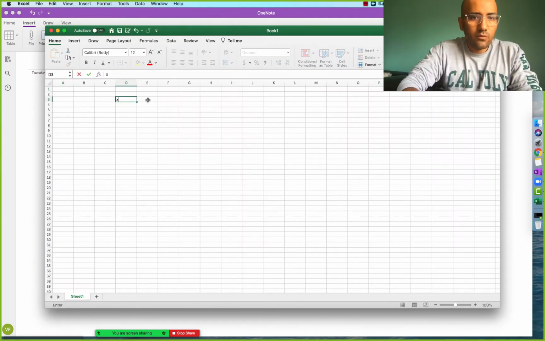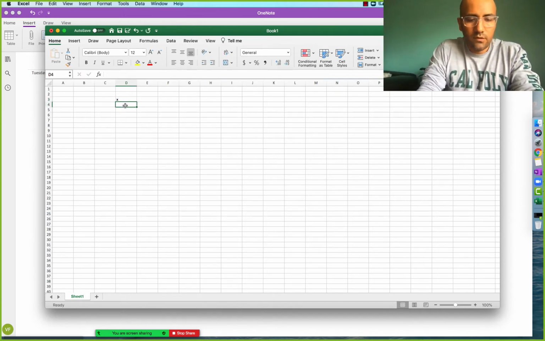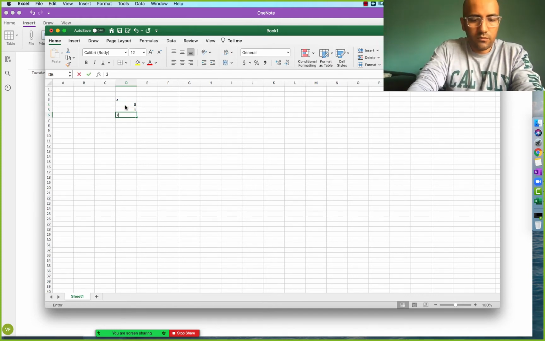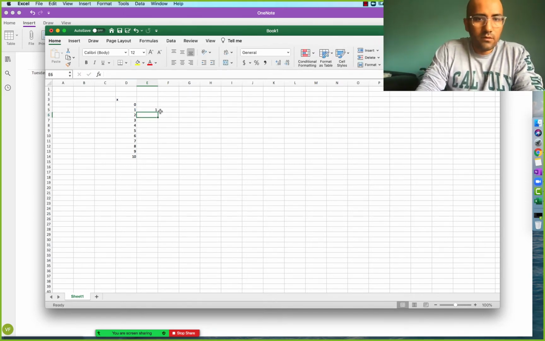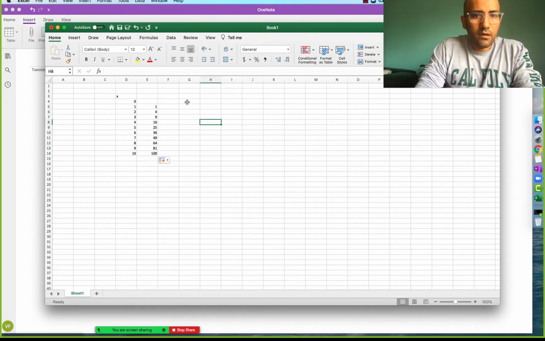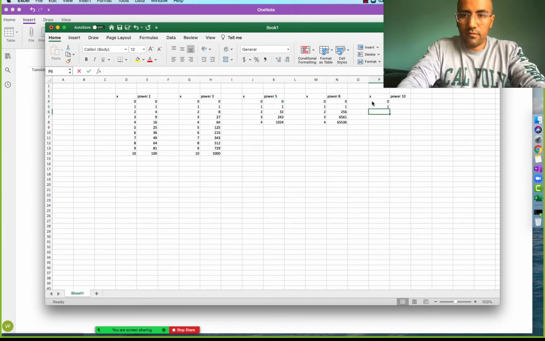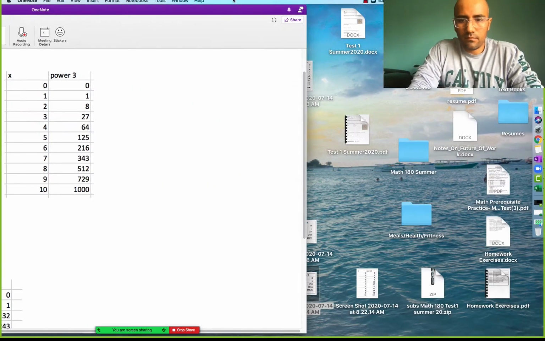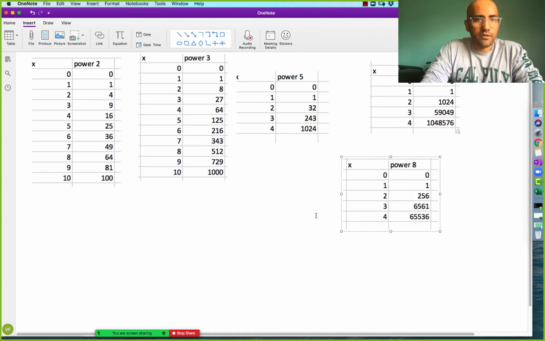So let's say we have a table, we have x, and then we have x to the power of 2. So let's do 0, 1, 2, 3, 4, 5, 6, 7, 8, 9, and good enough. Okay, so this is going to be this one to the power of 2, and then that one gets all squared.